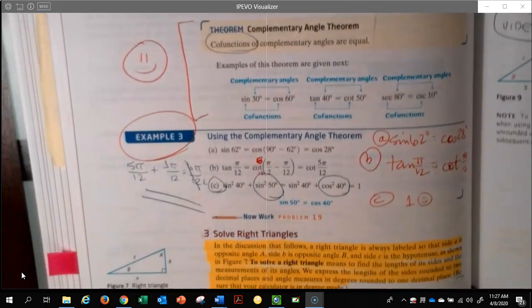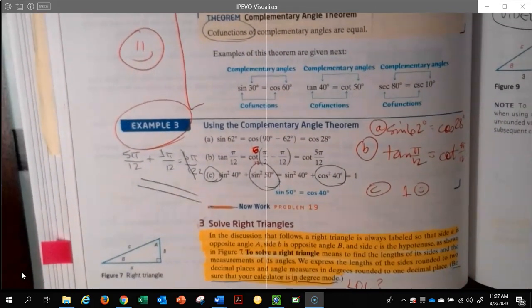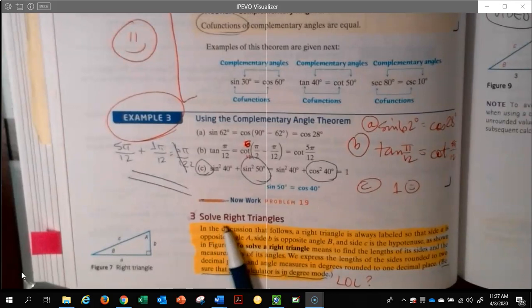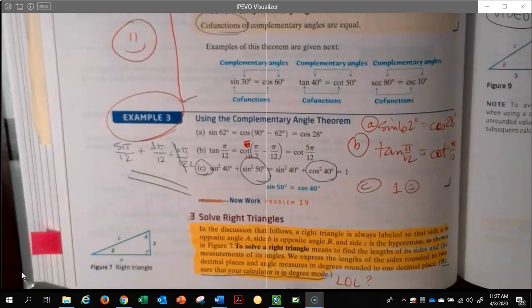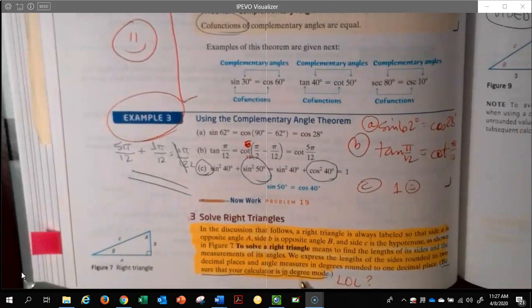I'm going to get you to watch a video inside of MyLab Math, but I just had to point this out. It's going to talk to us about solving right triangles. But then it says, be sure that your calculator is in degree mode. I put LOL with a question mark because it's not very funny when it happens to you on a homework or on a test. But do make a note of that to be in degrees.